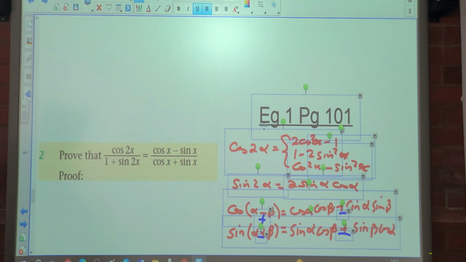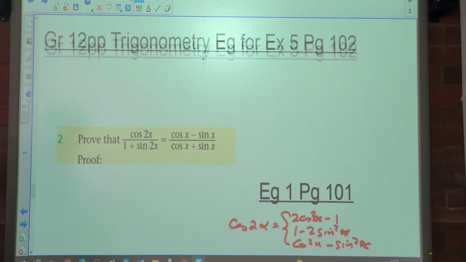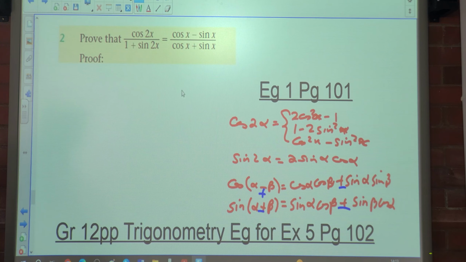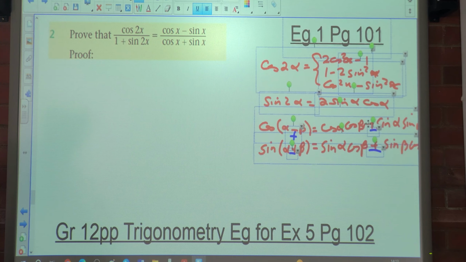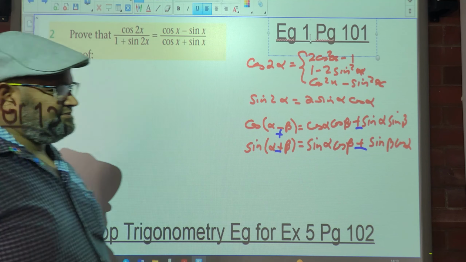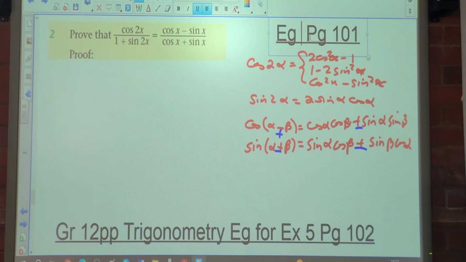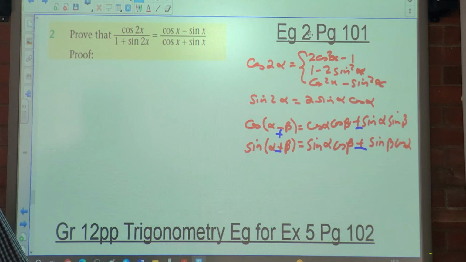Let's look at the next one. Example 2. Example 2 is on the same page. Okay. So here the question says prove that cos 2x over 1 plus sin 2x is equal to cos x minus sin x over cos x plus sin x.